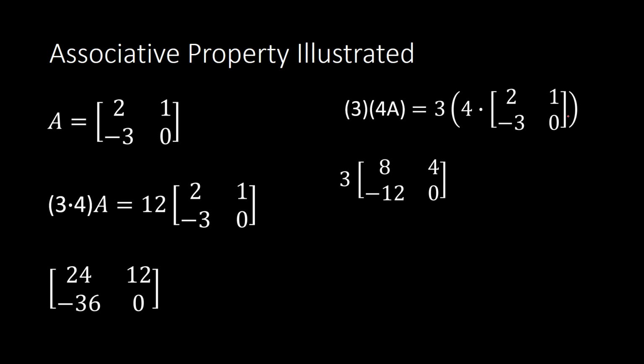2, which gives me 8, 4 times 1 is 4, 4 times negative 3 is negative 12, and 4 times 0 is 0. And then multiply by the 3 to get 24, 12, negative 36, and 0. Notice, both ways I get the same solution. And that is called the associative property.